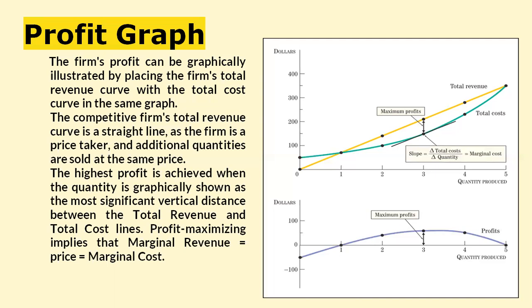The highest profit is achieved at the quantity shown graphically as the largest vertical distance between the total revenue and total cost lines. Profit maximizing implies that marginal revenue is equal to price, which is equal to marginal cost.